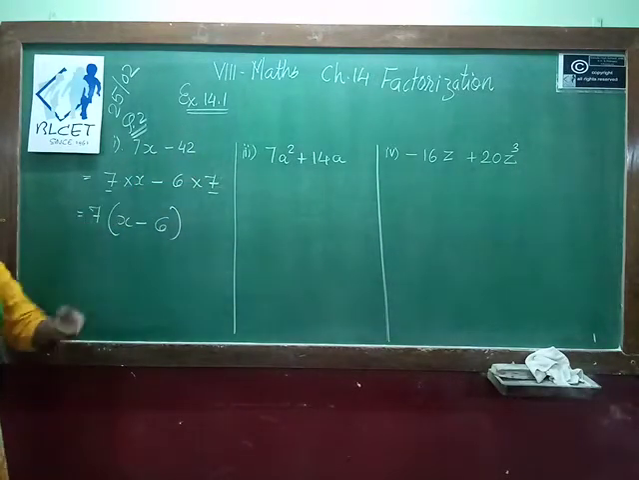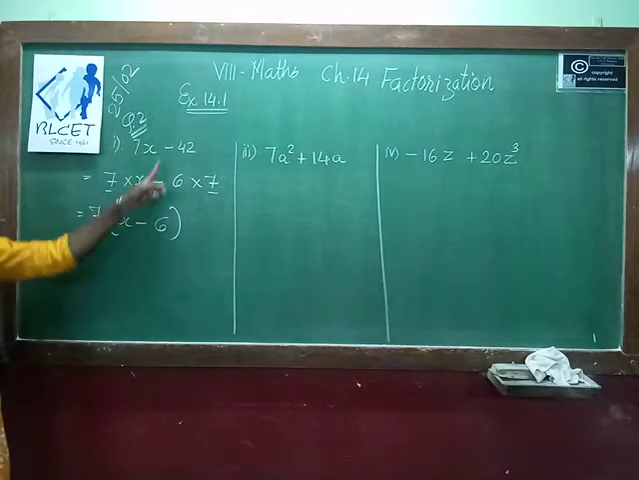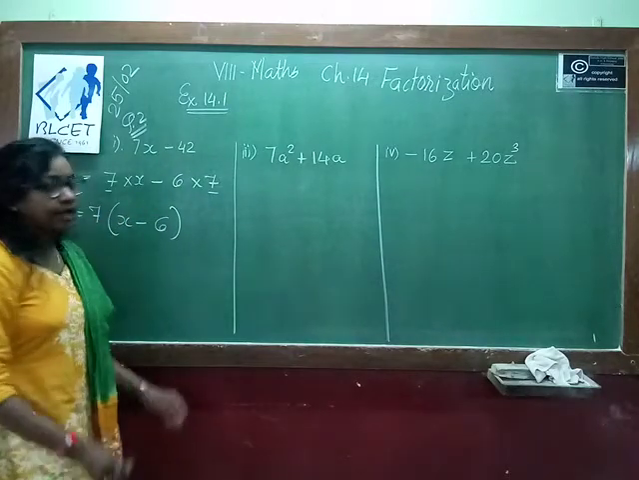If you want to check your answer, do the multiplication. 7 into x is 7x, minus 7 sixes are 42. Second, try to do by yourself.